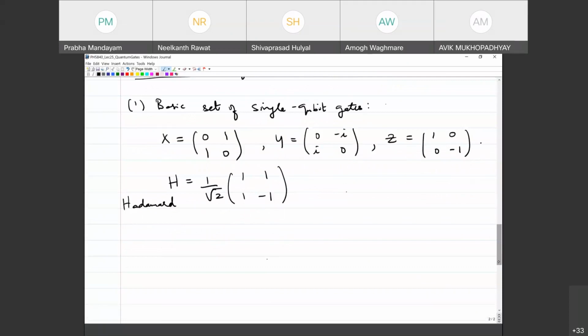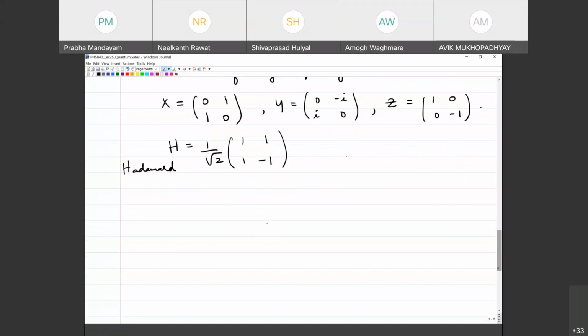Now, in addition to this, we will also need two new gates. One of them is what is called a phase gate. The phase gate is often denoted as S, and this is the gate 1, 0, 0, i. What is the action of this gate? Now remember, this is how we depict these gates in circuits, right? So what is the action of this gate?